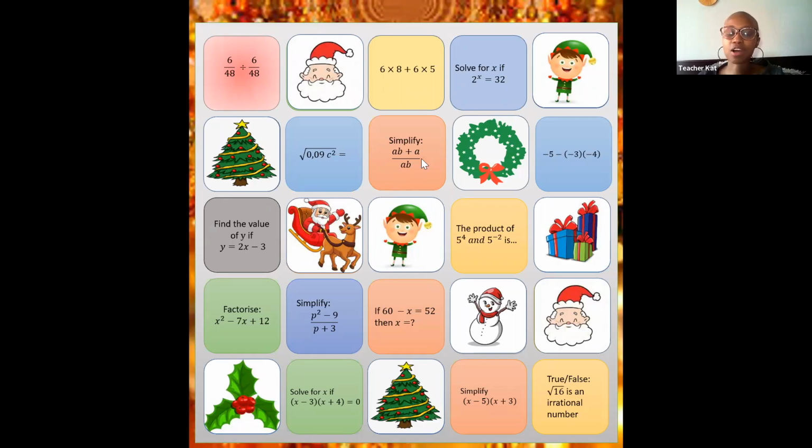AB plus A. How many terms are in the numerator? Let's talk about it. 2, right, okay? So if there are 2 terms, are you allowed to cancel out AB and AB? Let me know what you think, because that's what most of you did, right? You said AB divided by AB.